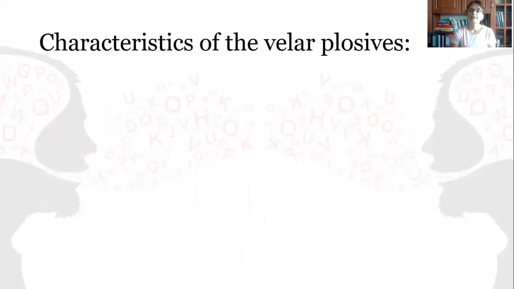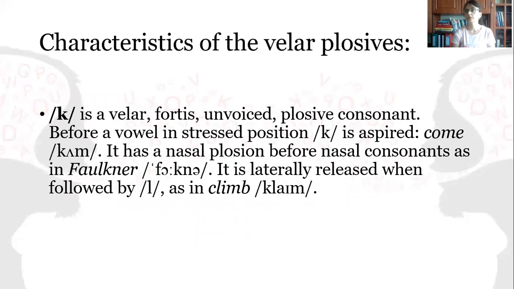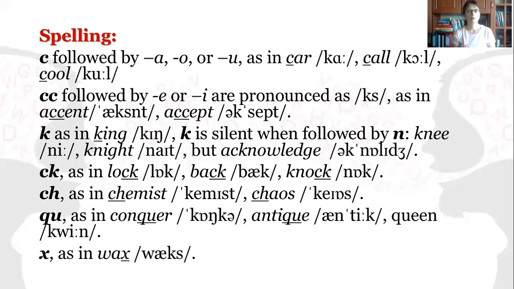Now let's see what are the characteristics of the velar plosives, and let's start with k. K is a velar fortis unvoiced plosive consonant. Before a vowel in stressed position, k is aspirated, as in come. It has a nasal plosion before nasal consonants, as in Faulkner. It is laterally released when followed by l, as in climb.